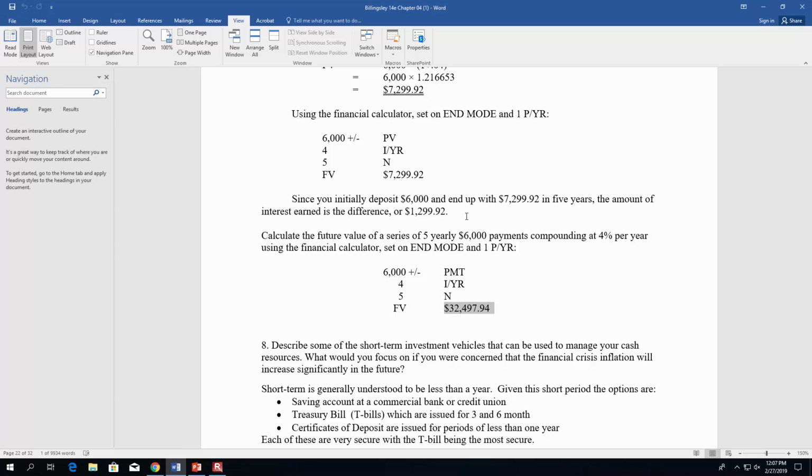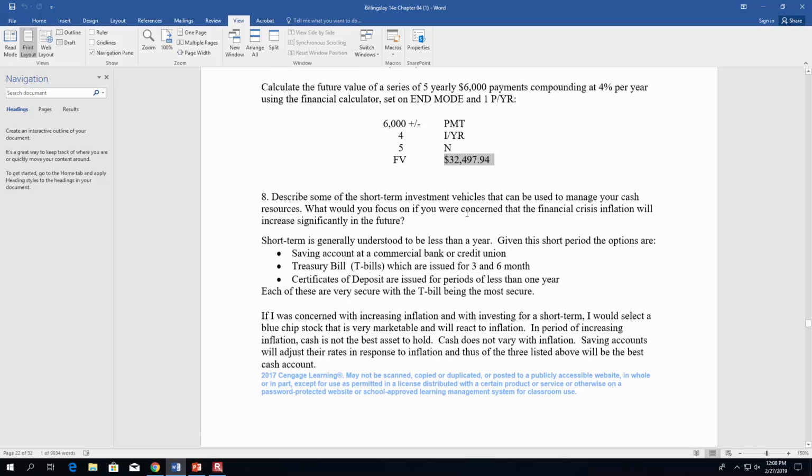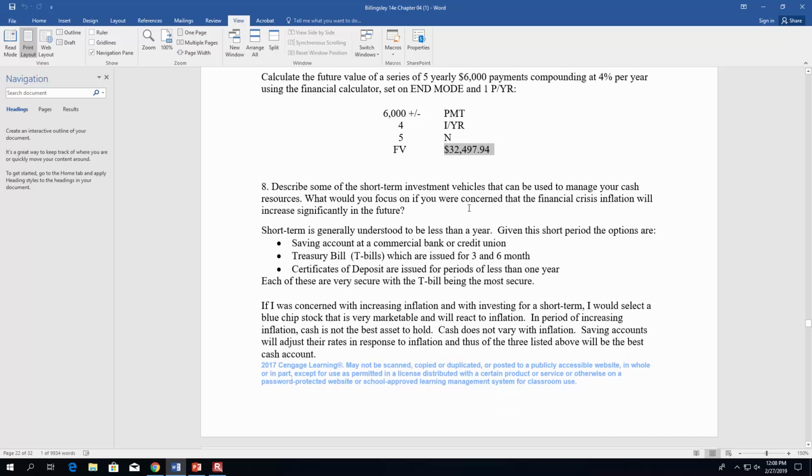It said, describe some of the short-term investment vehicles that can be used to manage your cash resources, and it asks, what would you focus on if you were concerned about inflation? So what would you be looking at if you were concerned with inflation? Would you look at a CD or a money market? Would that make you feel safe? What's the rate of inflation roughly? Yeah, 2.5%, 3.5%. Usually we use around 3%, right?